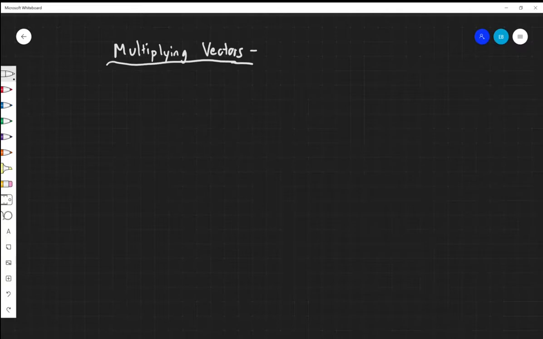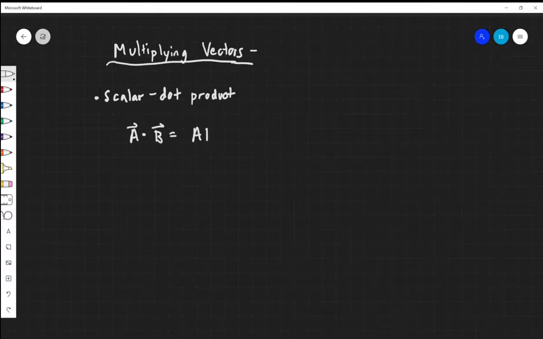When we want to multiply vectors, there are two different ways we can do it. We can do something called a scalar product, which is also known as the dot product. It's a way to multiply two vectors together and yield a scalar. We write this as A vector dot B vector, and this is equal to A times B times cosine of phi, where phi is the angle between the two vectors. So it looks something like this.